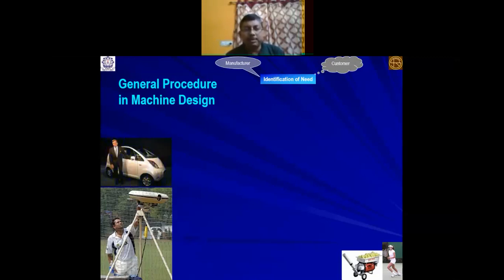Once upon a time, this gentleman thought of a car. Though plenty of cars were available in the market at that time, still he thought of developing a design for a car which can be afforded by common people, like the 1 lakh Nano car. Whether it was a success or failure is immaterial, but he realized that need. So in this way, you first have to realize or identify the need for the development.